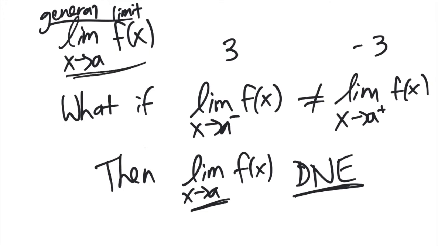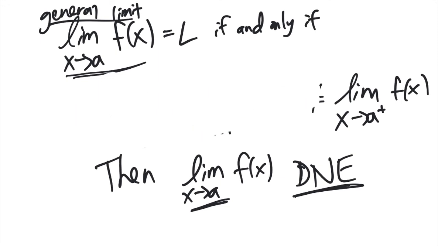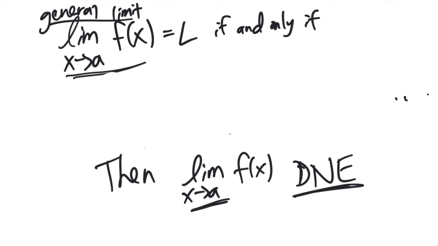Well, it only exists if the left-hand limit and the right-hand limit are equal, if they give you exactly the same value. So let me write it like this. The general limit up here is equal to L if and only if the left-hand limit and the right-hand limit are both equal and are both equal to L also. Okay, so let me erase some of this and make things a little more clear here.